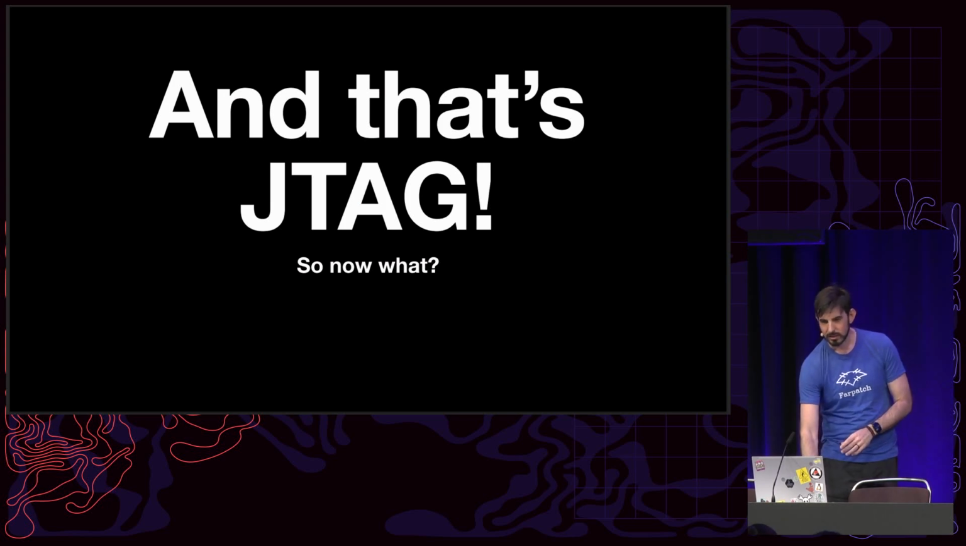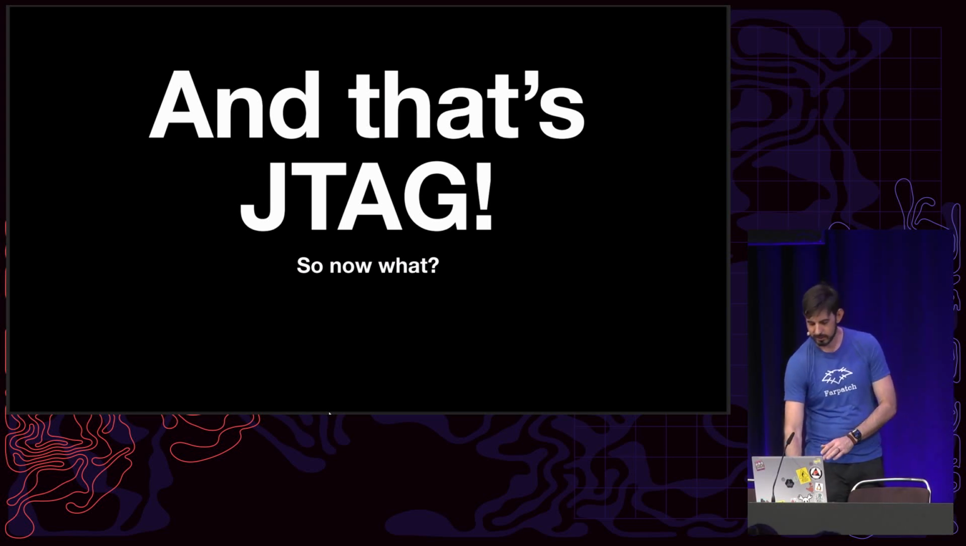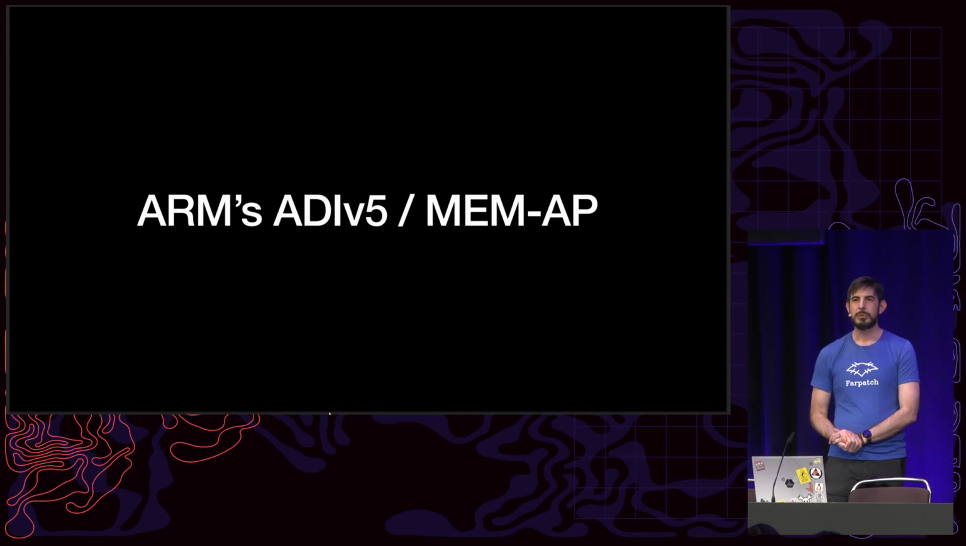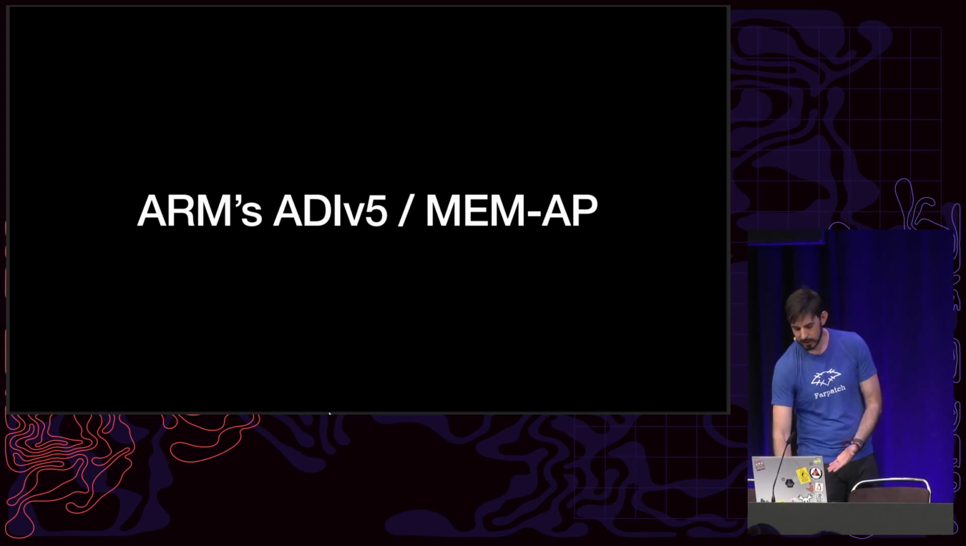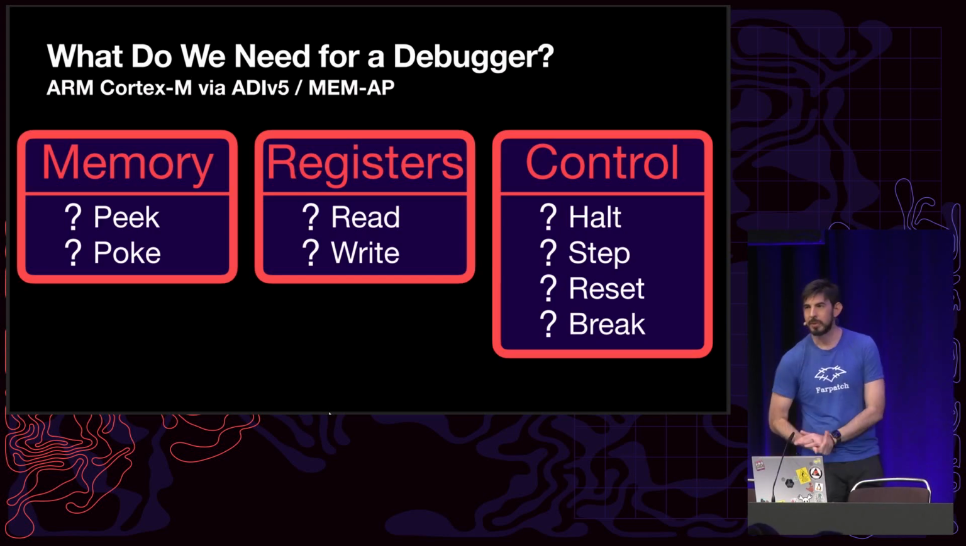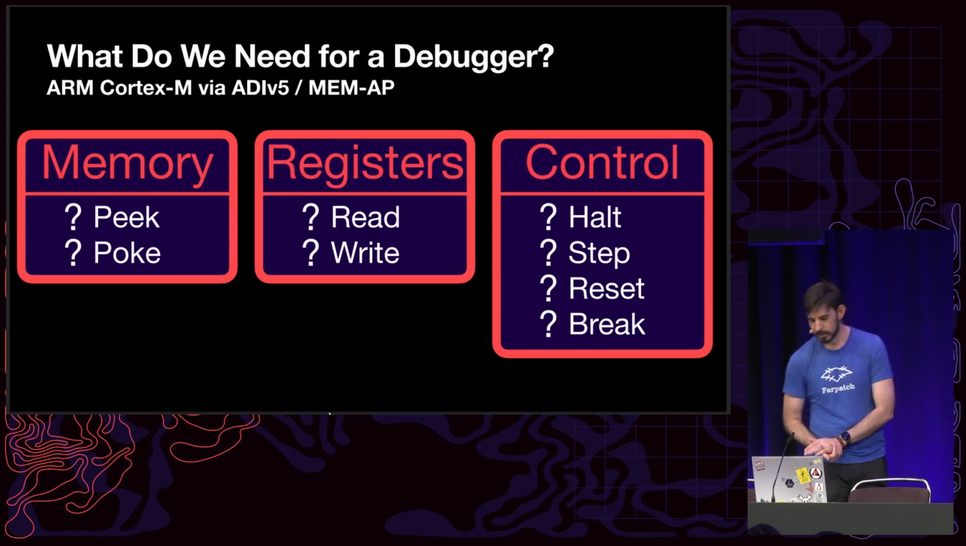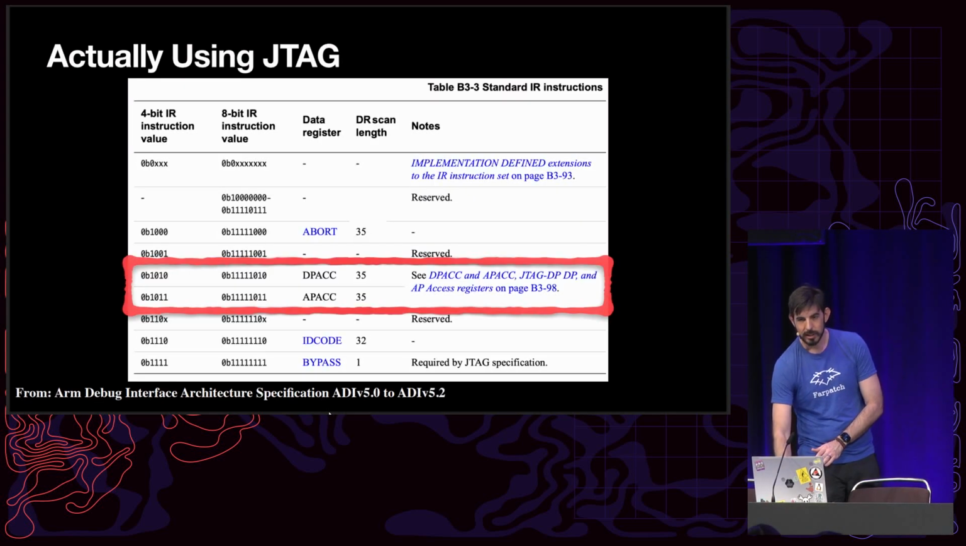So now what? Well, a lot of us are engineers here, and we know what the answer to that is, right? It depends. So let's talk about ARM ADIv5/MEM-AP. This is what a lot of your ARM microcontrollers are going to use, anything that's Cortex, or I think some of the newer A series use this. So we can ask the same question we asked earlier. What do we need for a debugger? Well, let's start right in.